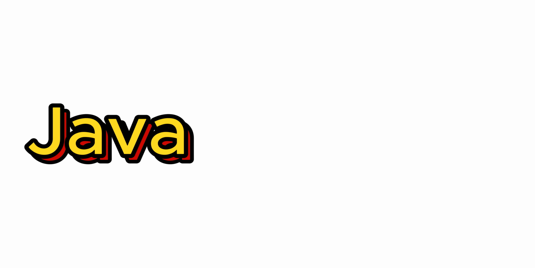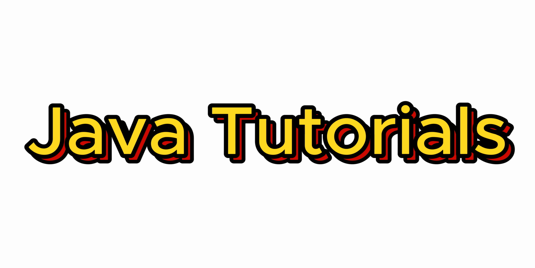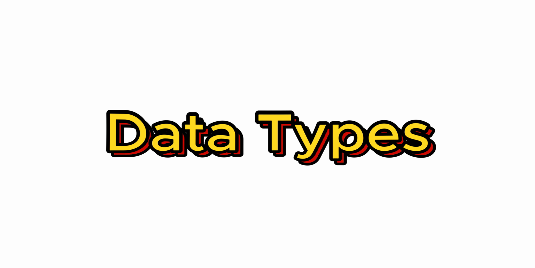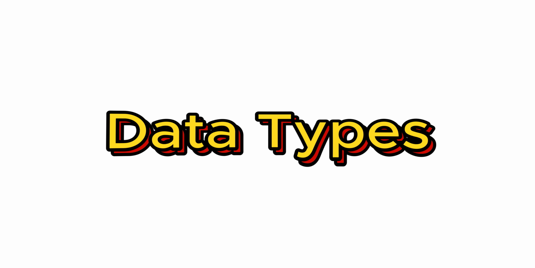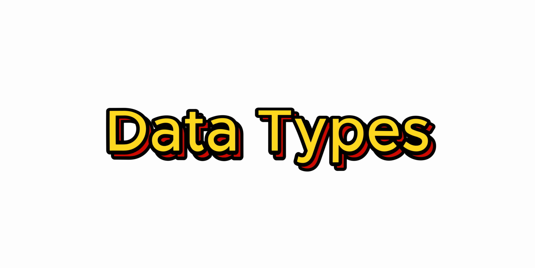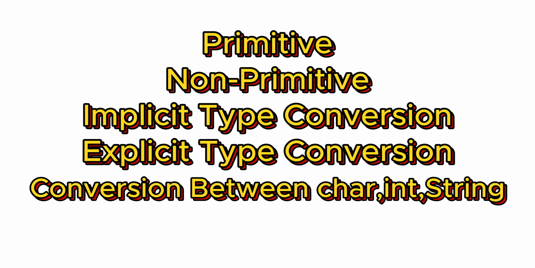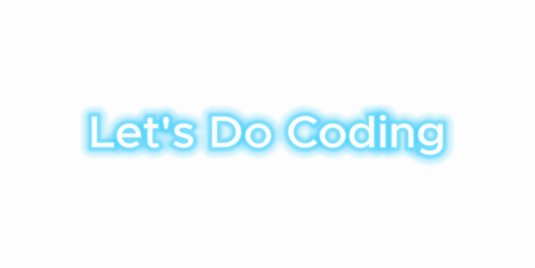So we are back again with a new video on our Java playlist. This video will be on data types in Java. Basically, there are two types of data types in Java, primitive and non-primitive. So we will talk about primitive and non-primitive data types. Then we'll see the type conversion and the type casting between them. So let's get started.